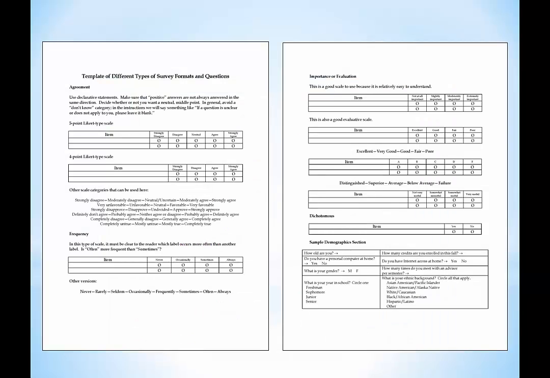This is again another screenshot of a handout that you're going to get from me during the course. Most students tend to stick to an agreement scale or frequency scale. And there's many different variations on this. You can ask about importance or evaluation, usability, dichotomous yes-no scale. You can see some sample demographics there. And so there are a lot of different varieties of types of scales.